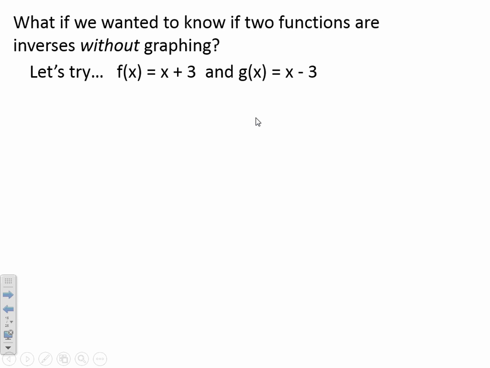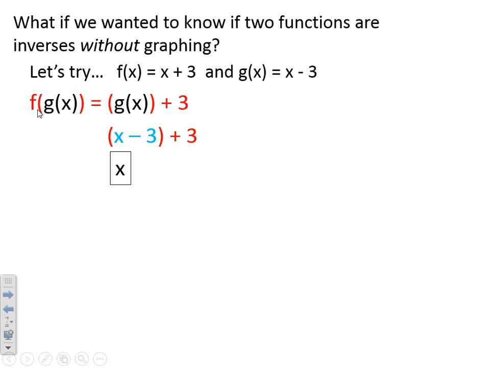So let's go back to our trusty f of x equals x plus 3 and g of x equals x minus 3. So when we compose these two functions, f of g of x, we rewrite f and leave space wherever there's an x, and we plug in g of x. So I'm going to plug in x minus 3 there, and then x minus 3 plus 3, I get x. So f of g of x is x.